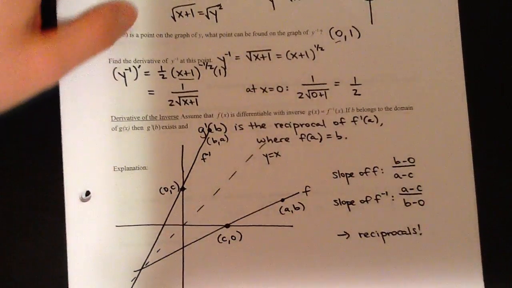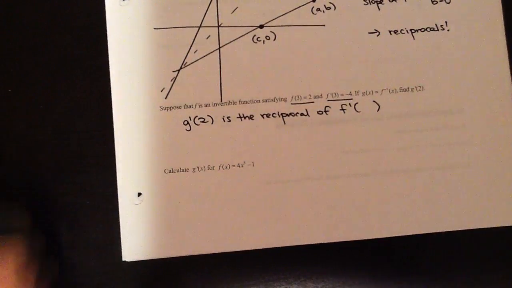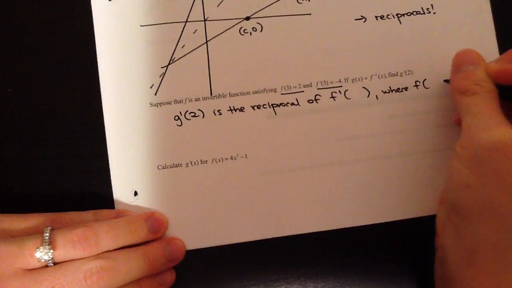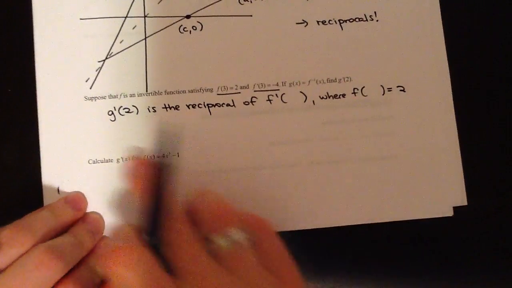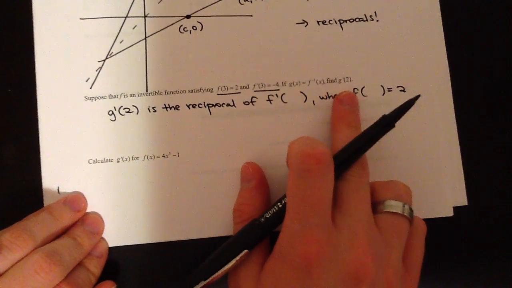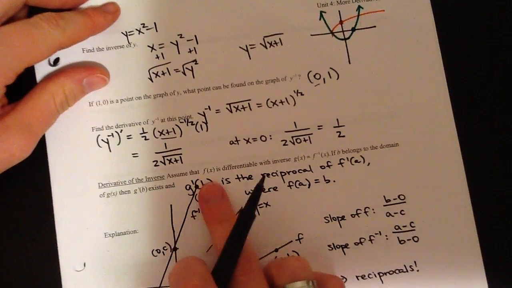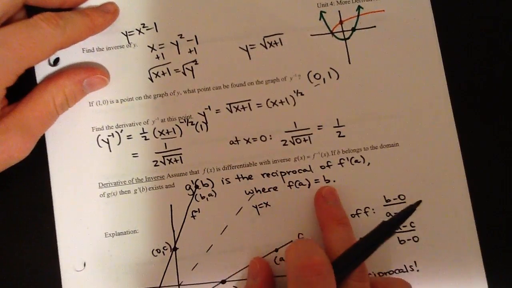f prime of a. Here's the problem though, I don't know what that is. It's f prime of something. Then we look to our last piece, where f of a equals b. So where f of something equals 2. I just copied that sentence down so I know where I'm looking for the derivative of my inverse function. That's how I figured out what should be playing b in this sentence. So g prime of 2 is the reciprocal of f prime of something, where f of something equals 2.